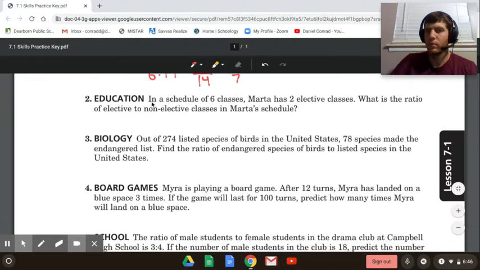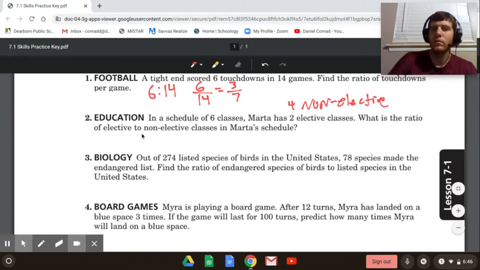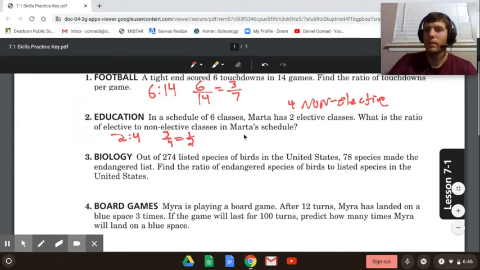We'll do another one like that. In a schedule of 6 classes, Martha has 2 elective classes. It's asking what is the ratio of the elective classes to the non-elective classes. So if she has 6 total classes and 2 are elective, that means 4 are non-elective. So we're comparing the elective numbers to the non-elective. That's going to be 2 to 4, right? Or written as a fraction, 2 over 4, which is 1/2. Okay, so that's a ratio.